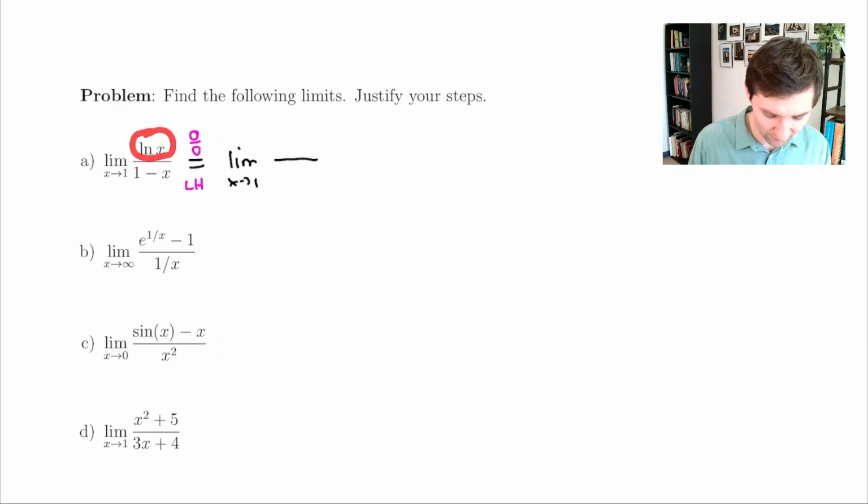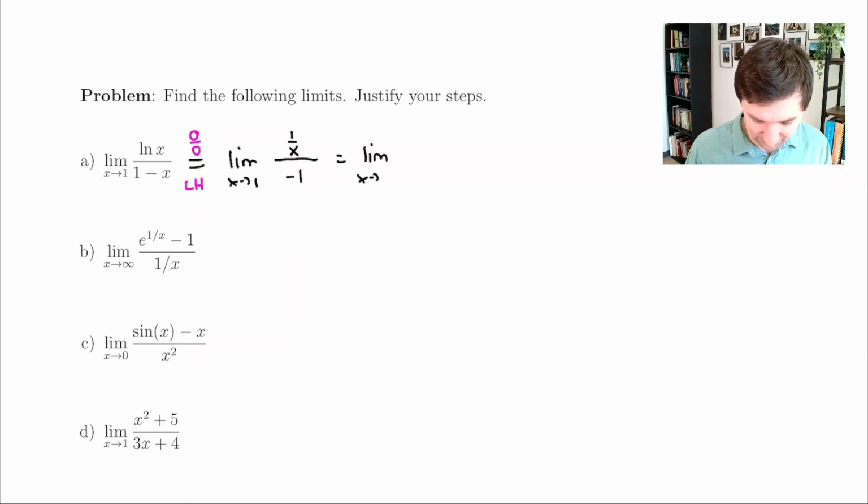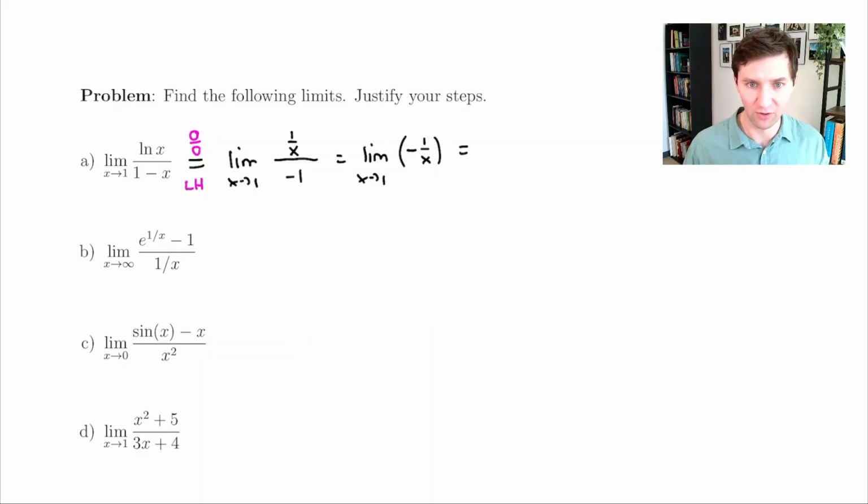The derivative of ln of x is 1 over x. The derivative of 1 minus x, the derivative of 1 is 0, the derivative of negative x is negative 1. Well, this is the same thing as the limit as x goes to 1 of negative 1 over x. As x goes to 1, this expression gets closer and closer to negative 1 divided by 1, which is simply negative 1.